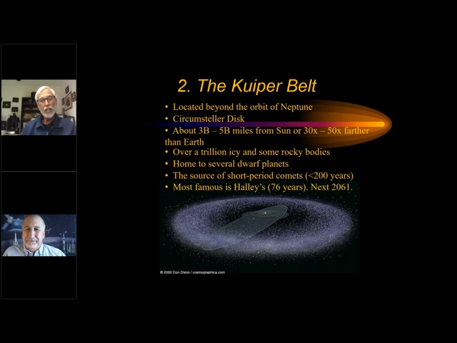The next one, probably the most famous, is Halley's Comet. It orbits every 76 years. Hopefully, most of everybody on this webinar will be around to see it. Mark your calendars. That will happen in 2061.